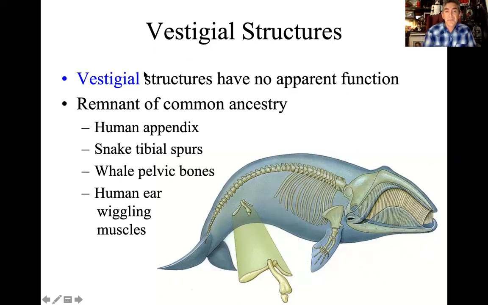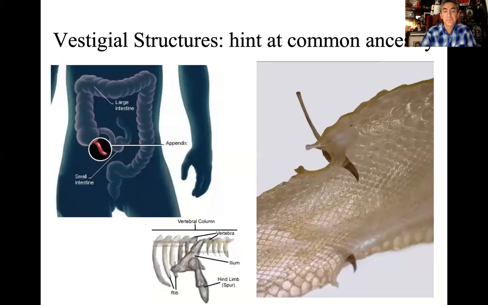So some examples of vestigial structures include things like the human appendix, snake tibial spurs, pelvic bones of the whales, human ear wiggling muscles, right? They don't have an apparent function today, but in our phylogenetic past, they might have been quite useful. So again, the human appendix today has no real apparent function, but maybe in our primate ancestors, maybe it was a different diet that they were eating. Maybe it did serve some sort of beneficial role.